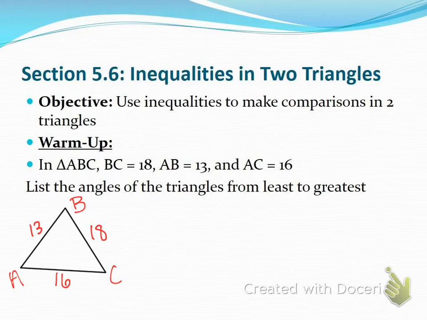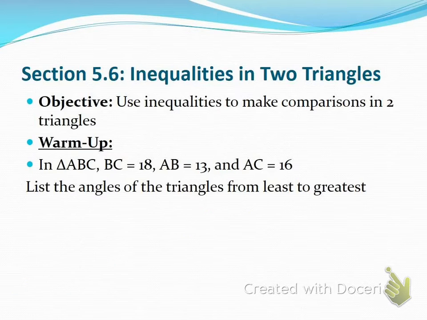Which angle is going to be least? Which one? C is going to be the least. It's across from the smallest side. So if we're going least to greatest, angle C comes first. That one's the smallest. Which one belongs in the middle? Angle B. And the greatest is angle A. Questions about that warm-up? Good review of what we literally just covered.